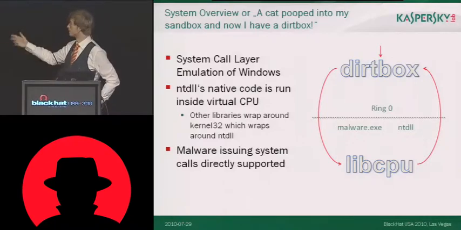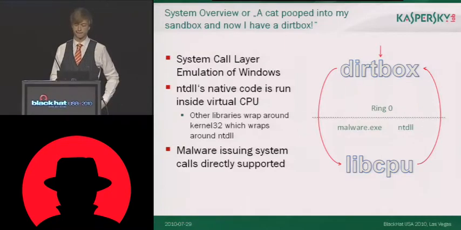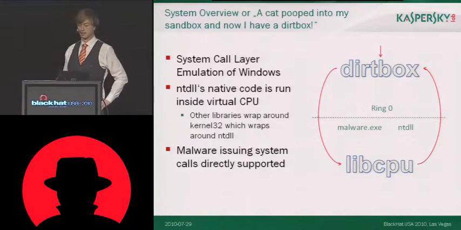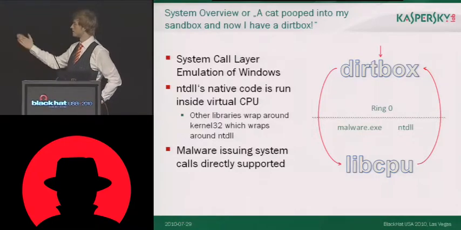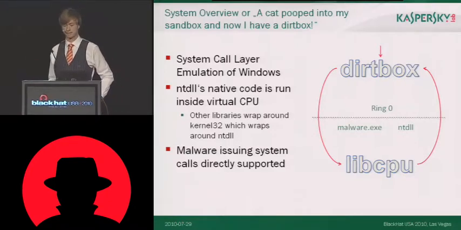So the general flow, as you can see here, is execution starts inside Dirtbox, and there are these two components, Dirtbox and libcpu. Libcpu is the virtualization / emulation of the guest code, of the malware code, and Dirtbox is the Windows kernel emulation layer. So inside libcpu, in the guest memory, you have your malware sample and NTDLL, for example, and all these other DLLs it's using for APIs.